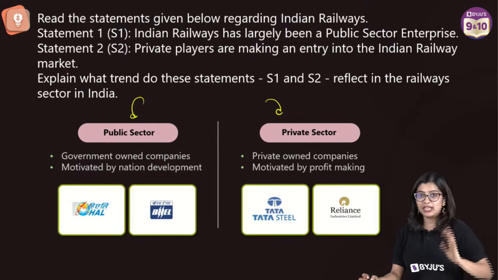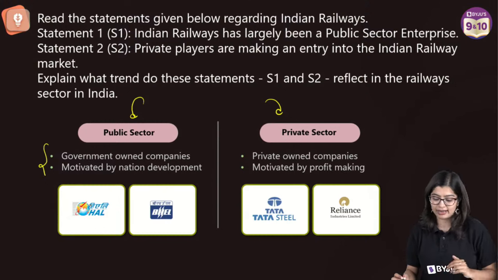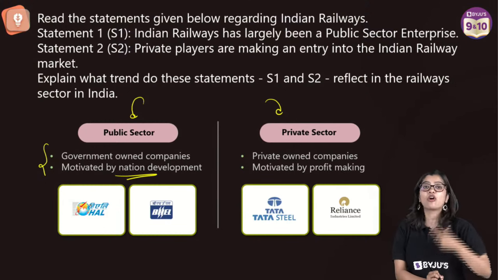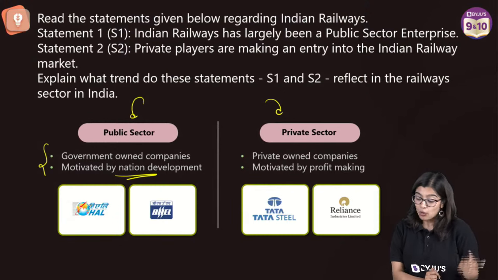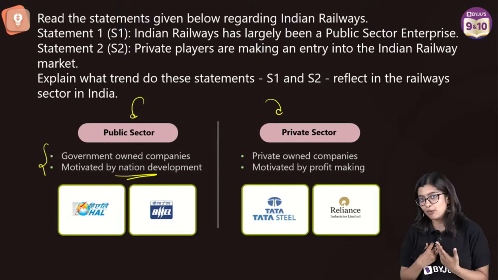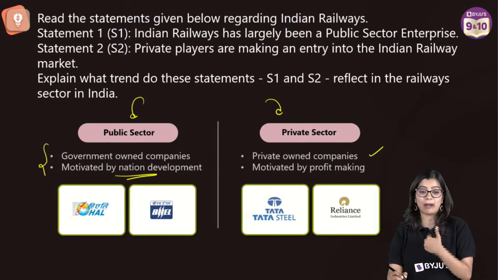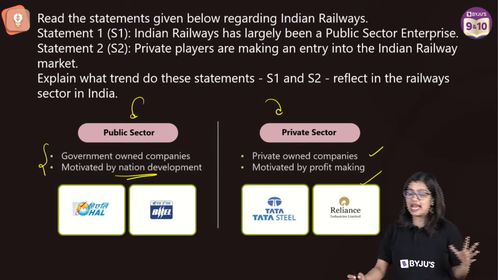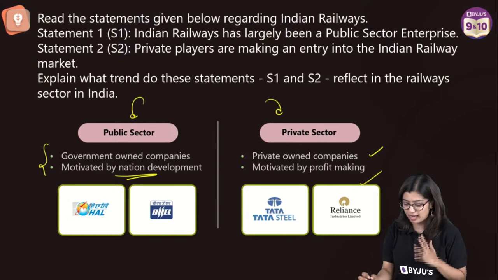Public sector we know is something which is owned by the government, and the main intent of the public sector is to contribute to national development. While for a private sector, for example, if I decide to open Aishu Bakeries, I am owning it, which means it is owned by a private individual and it's mainly profit making. So the intent in a private sector is to make profit.